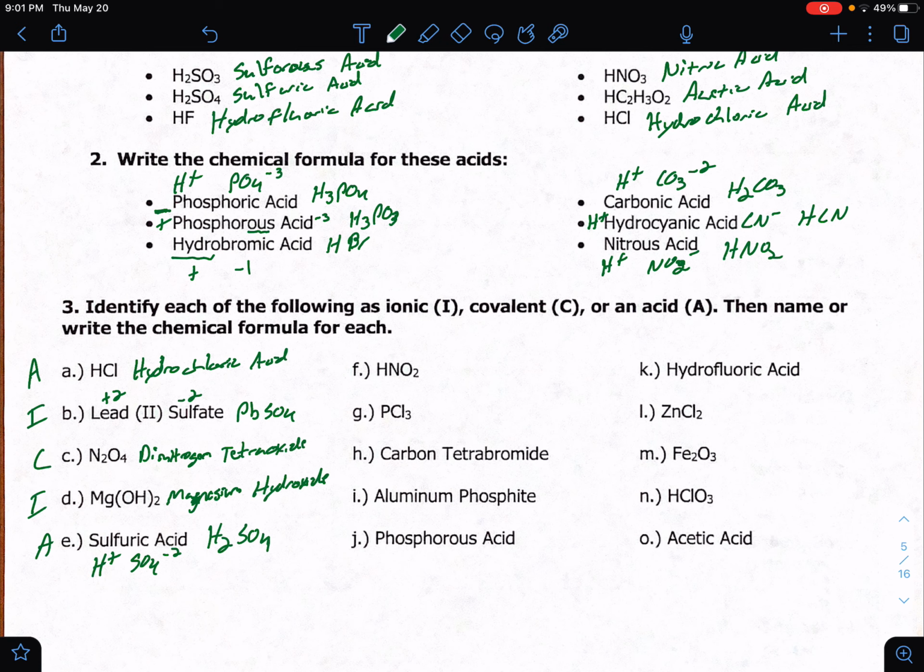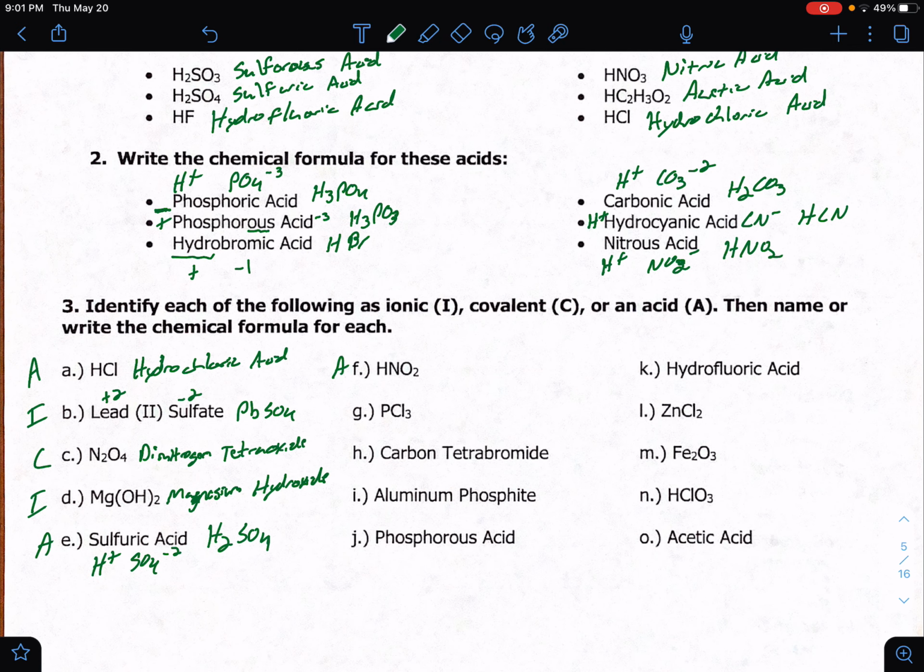Okay, HNO2, this is going to be an acid because it starts with an H. NO2 is nitrite, so this would be nitrous acid.